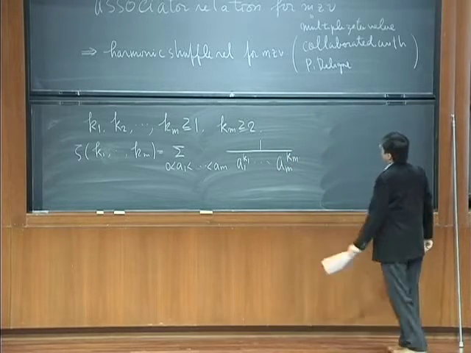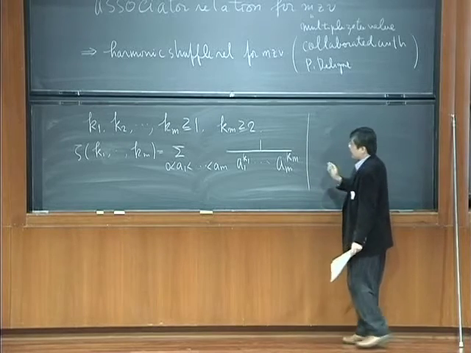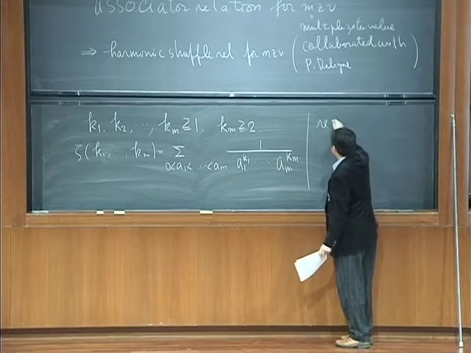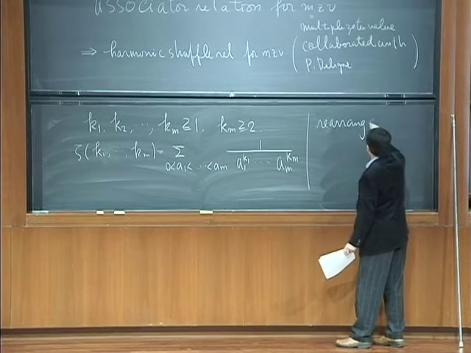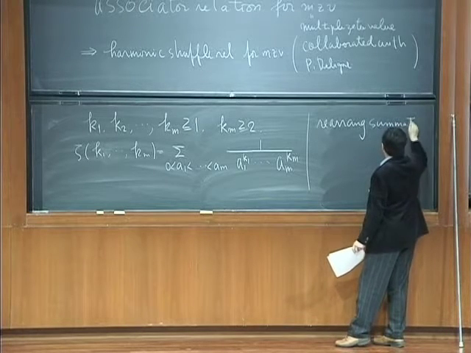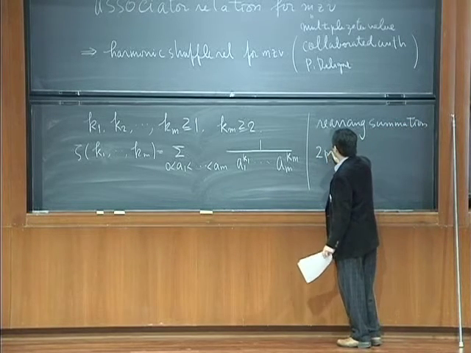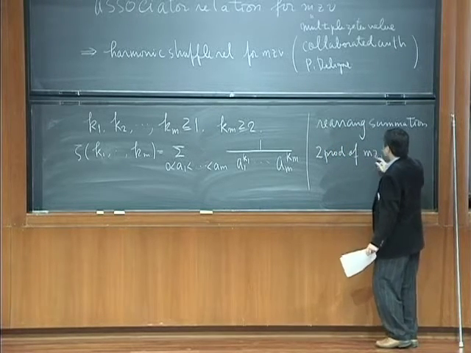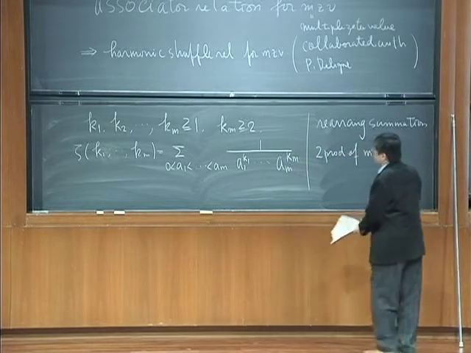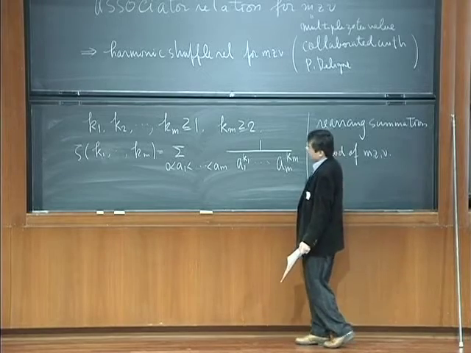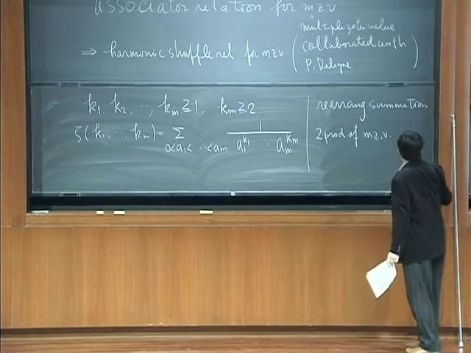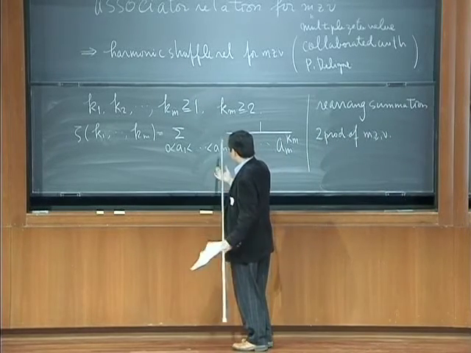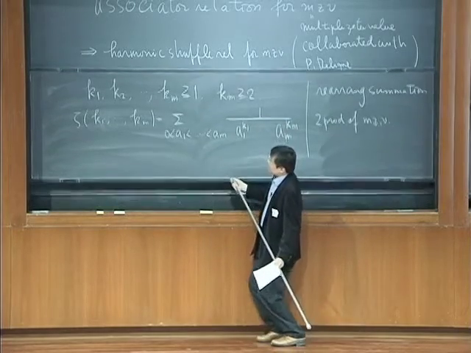The harmonic shuffle relation is obtained by rearranging the summation of the product of two multiple zeta values. So the origin of this second relation is quite combinatorial. First, I will explain the first relation, which has a quite geometric origin.